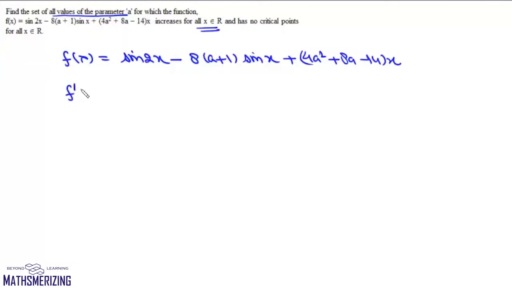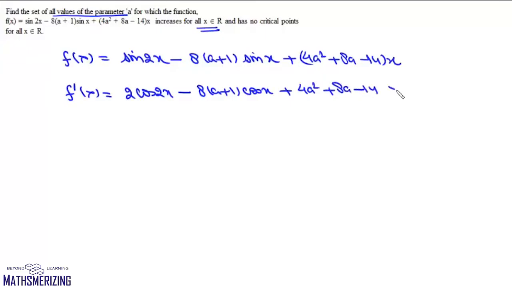Now if we find f'(x), we can write 2 cos 2x minus 8(a + 1) cos x plus 4a² + 8a − 14, and it should be strictly greater than 0 for all x belongs to R. We have not taken the equality sign because it says it has no critical point.